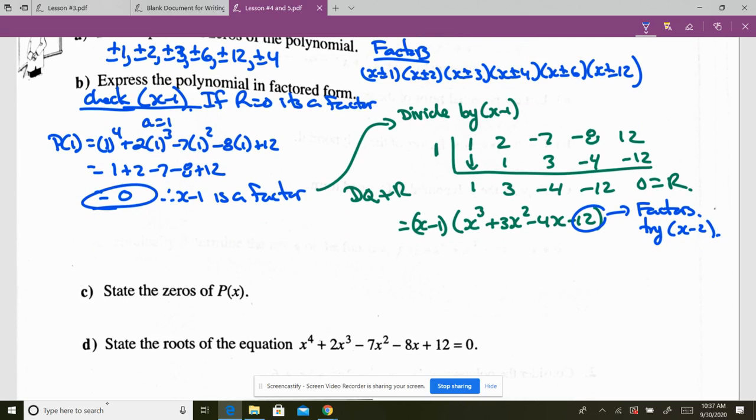So then we do synthetic division again, so 2 goes on the outside, and we're just doing it on this polynomial here. So it's 1, 3, -4, -12. And you do it again. So we have 1, 2, 6. Get a remainder of 0, which makes us happy because that means it's a factor.